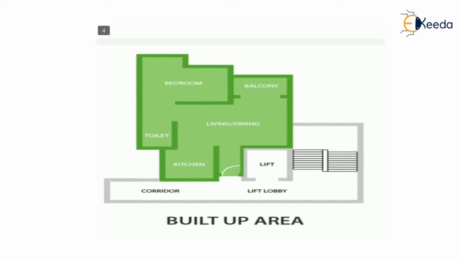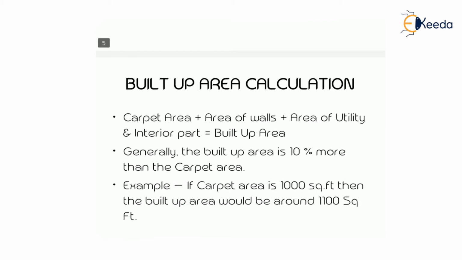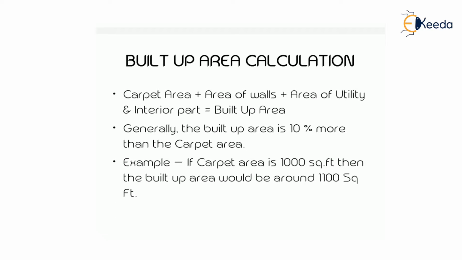This is the simple diagram of a built up area. Okay, you can see over there that the green portion indicates the built up area. How can we calculate the built up area? Carpet area plus area of walls plus area of utility and interior parts equals the built up area. It means first of all we calculate the carpet area by adding all the rooms' area minus deducting the internal wall, plus in built up area we add the area of walls too, plus the area of utility and interior parts equals the built up area.